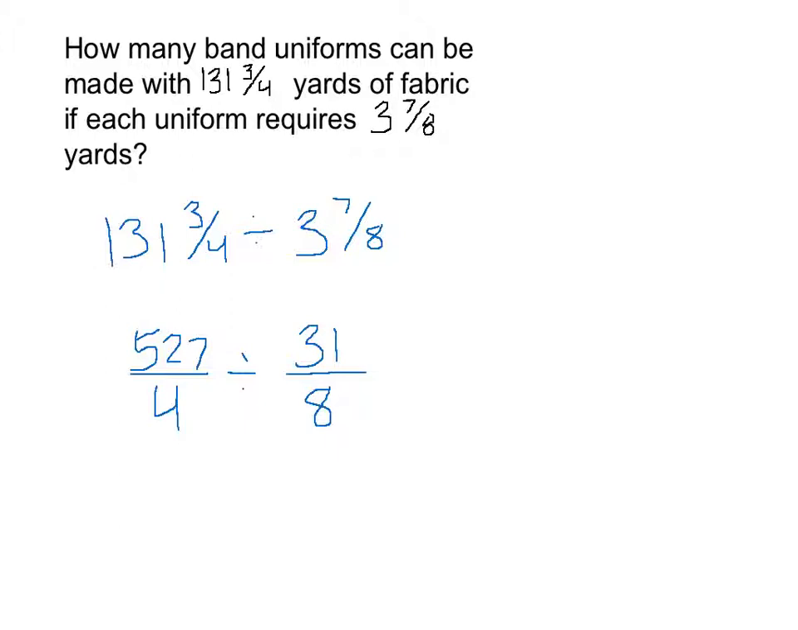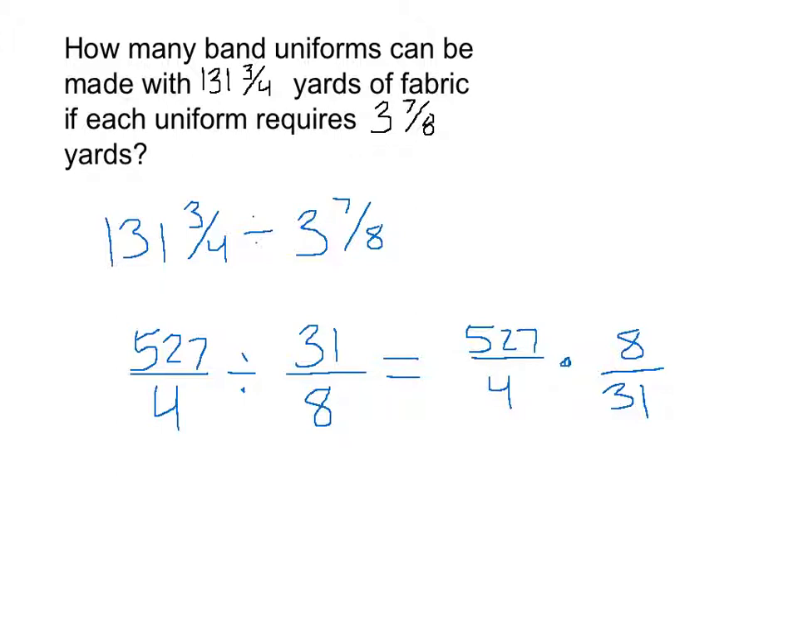Whenever we divide fractions, well, we really can't divide by fractions. The only way we can do it is by using something we like to refer to as keep, change, flip. Keep the first fraction, change the sign, flip the second fraction. So this is the equivalent of having 527 over 4 times 8 over 31.